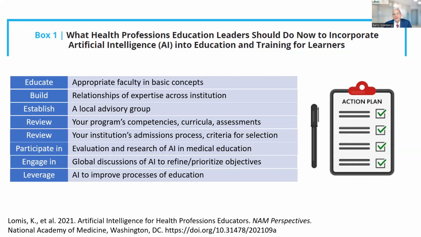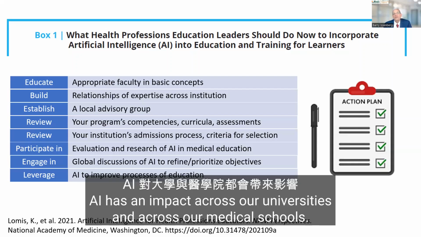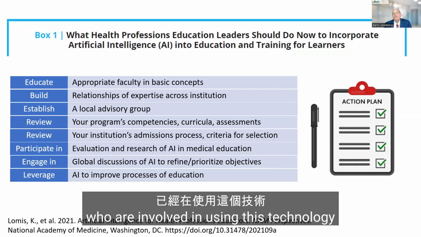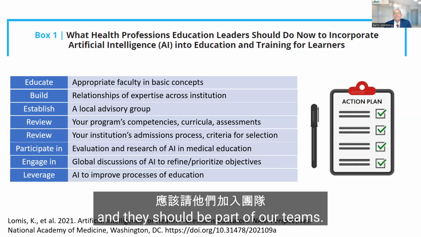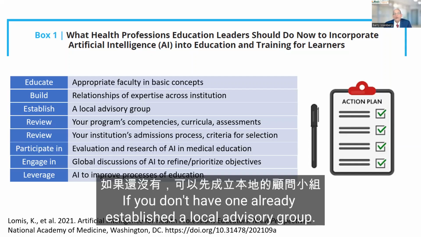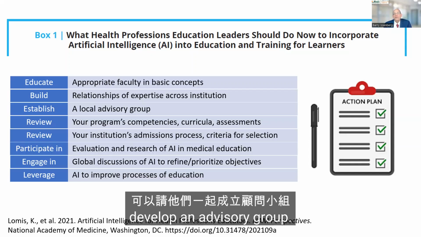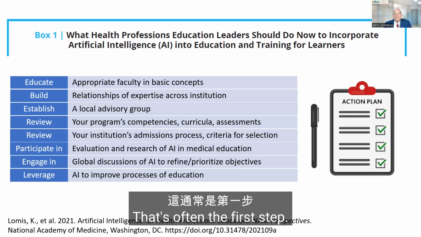Two, build relationships of expertise across the institution. AI has an impact across our universities and across our medical schools. And there are colleagues now outside of medicine who are involved in using this technology, and they should be part of our teams. If you don't have one already, establish a local advisory group. Those people who are already using AI and are exploring the expansion of it, develop an advisory group. That's often the first step.